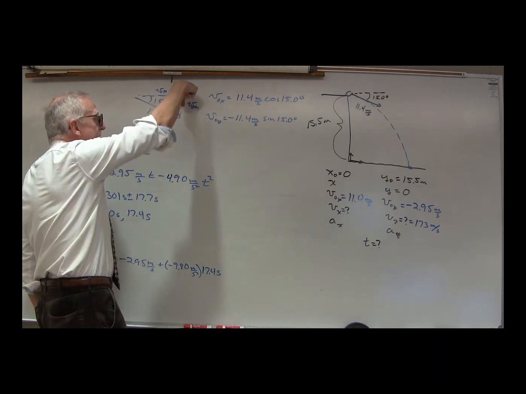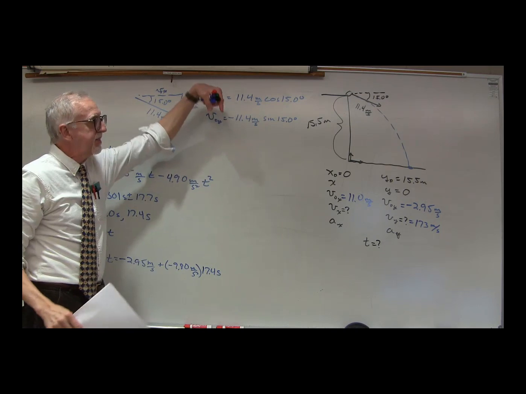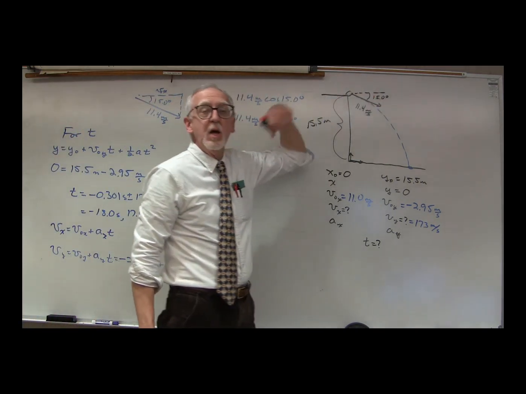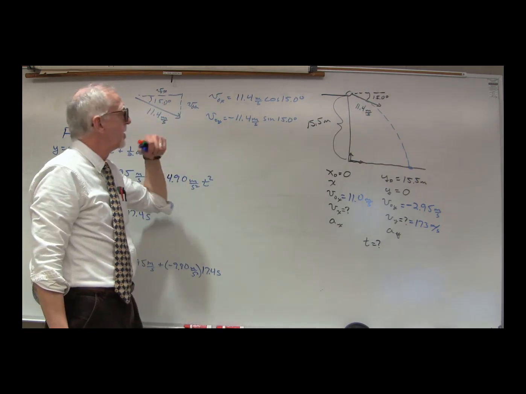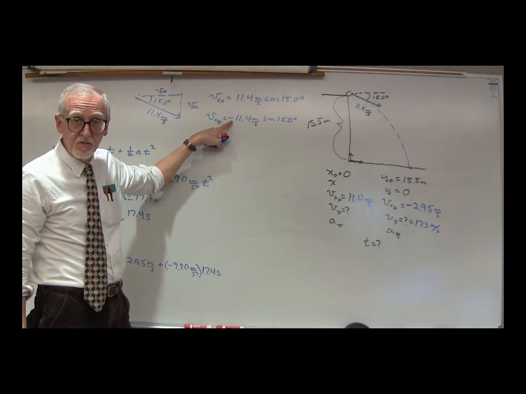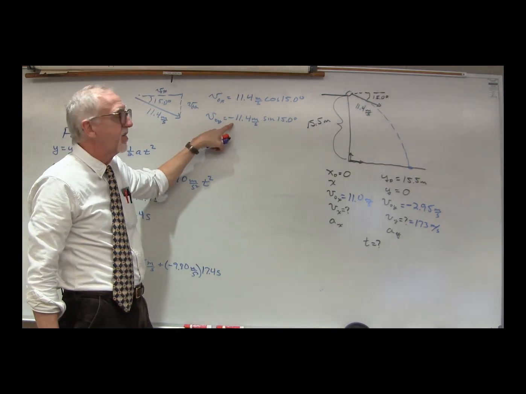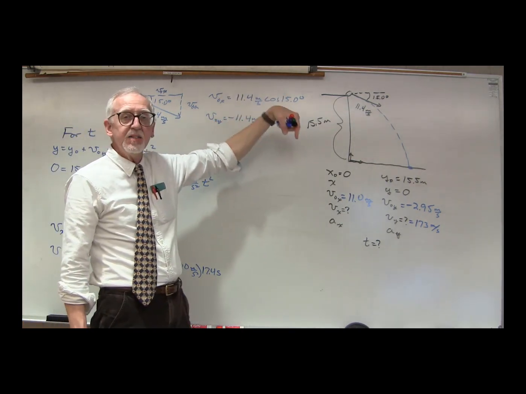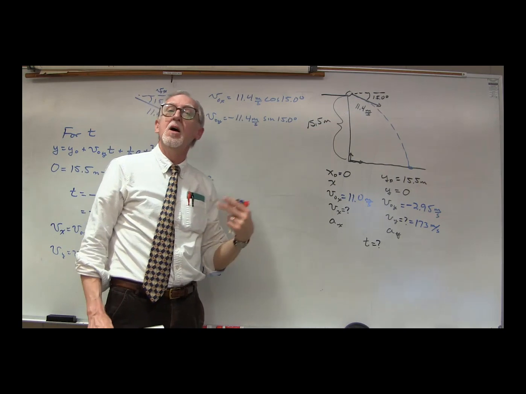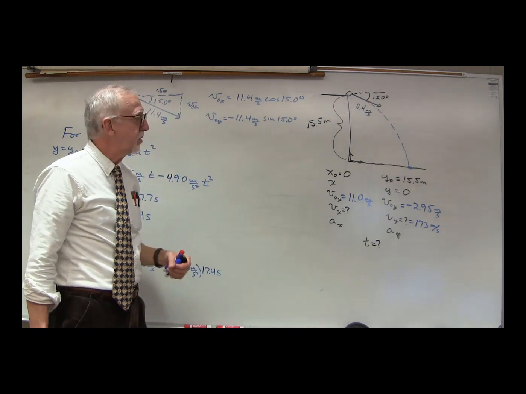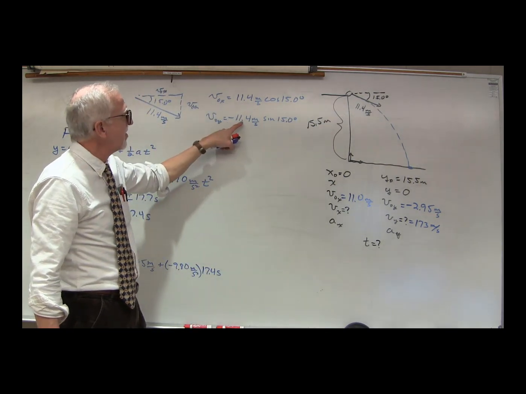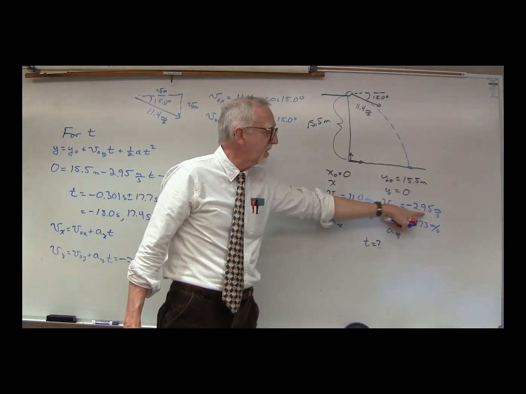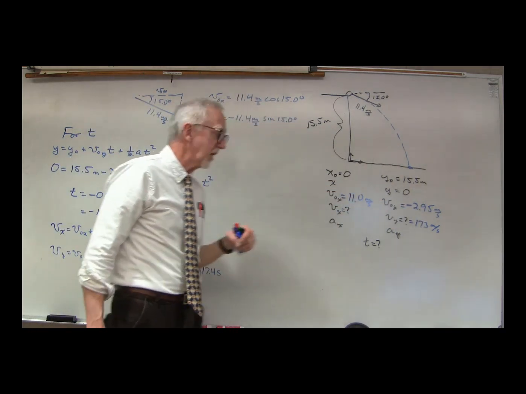But V naught Y, notice V naught Y is downward. The initial Y component is downward, which means the Y component is going to be negative. This is a very, very important difference between this problem and the other problems. Here, our initial velocity, which is below the horizontal, means the initial Y component has to be negative. So we get a negative 11.4 meters per second sine 15, which gives us a negative 2.95 meters per second.